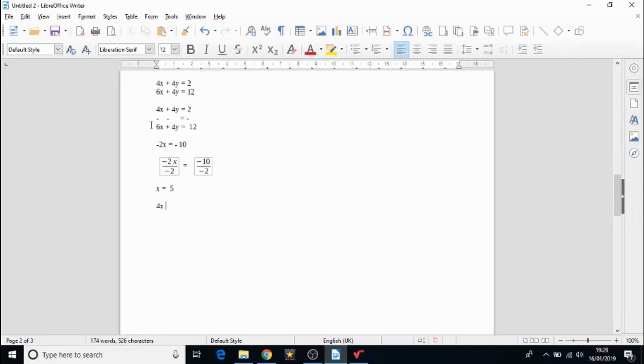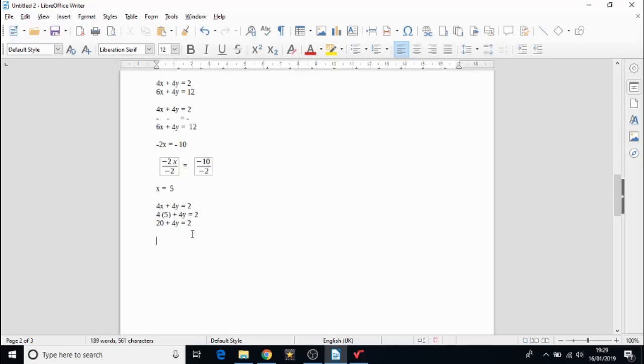So 4x plus 4y is equal to 2. We know what x is now. So 4 multiplied by x, which is 5, plus 4y is equal to 2. So 4 multiplied by 5 is equal to 20. 20 plus 4y is equal to 2.